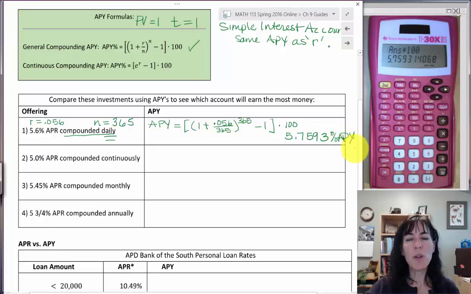APY. So when you do these, I really like to have 4 decimal places and then percent APY written out so that you know it's not a rate, it's a yield, because this is the standardized number and this is the number that goes with compounded daily. Okay, go ahead and try 1, 2, 3 of these problems and then check back and see how you did.